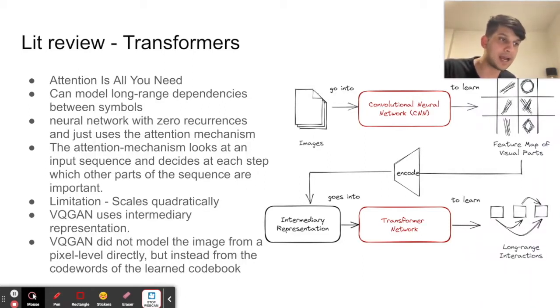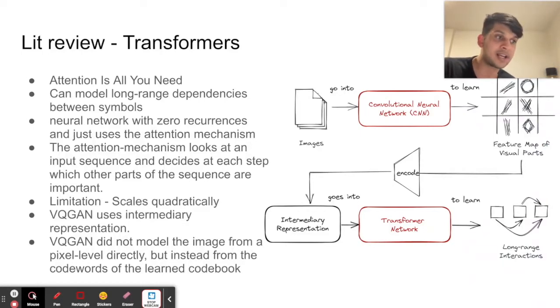The main idea behind the attention technique is that it allows the decoder to look back at the complete input and extract significant information that is useful in decoding. The attention mechanism looks at an input sequence and decides at each step which other parts of the sequence are important. A limitation in the transformer network is that its computation scales quadratically with the length of the input sequence because of its attention mechanism. So 4 would become 16 and 16 would become 64.